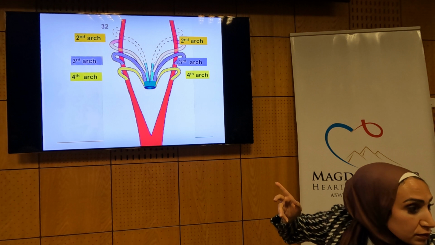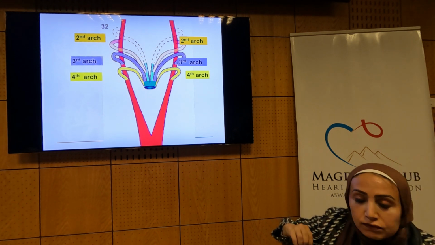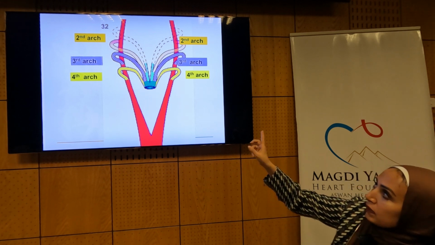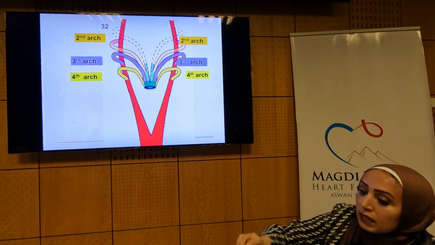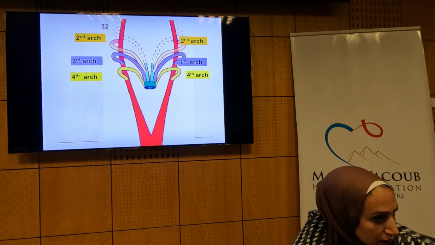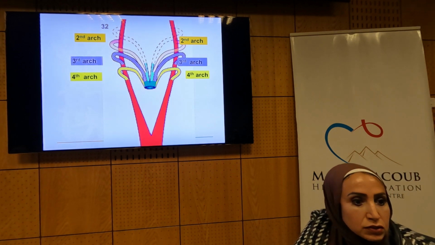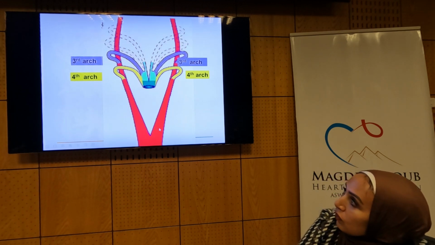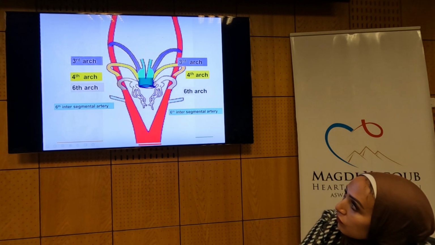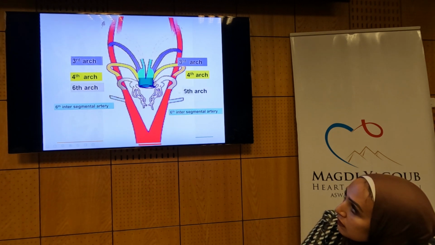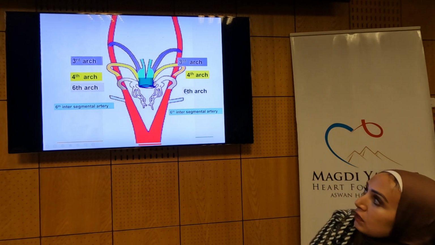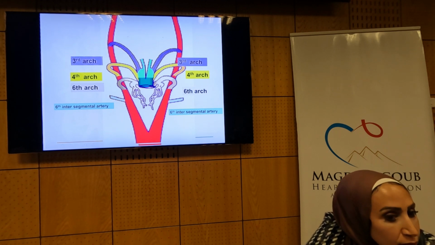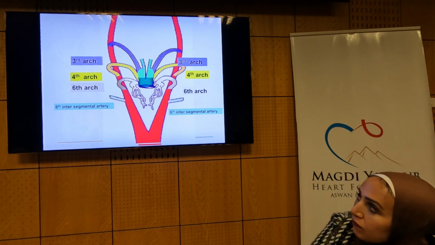The first and second disappeared, so they are not with us in the embryological development. Now we have the third and fourth, this purple and yellow color, and you expected the fifth, right? But the fifth does not exist in humans. So we have the first and second, third and fourth, and we have the sixth. The sixth is of particular importance here. This is the sixth arch, and the sixth arch connects the dorsal aorta with the pulmonary bed.